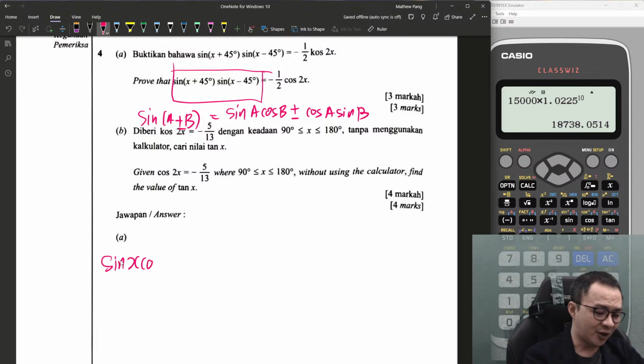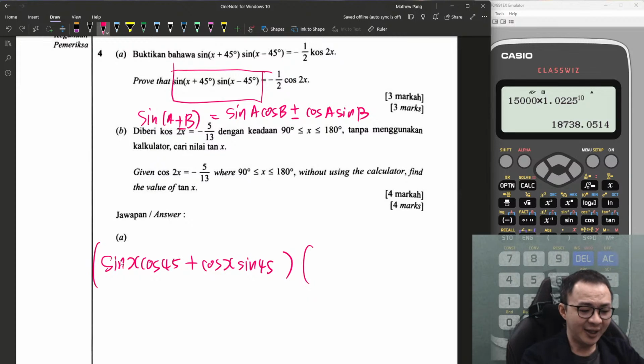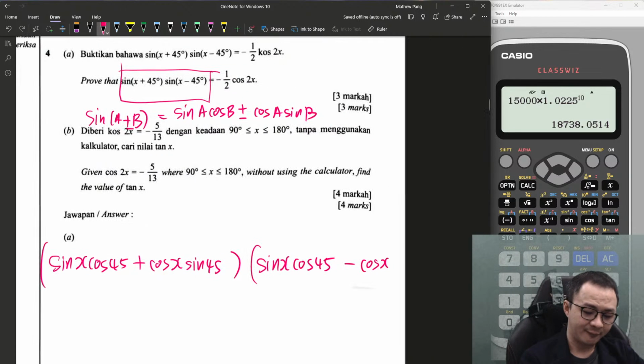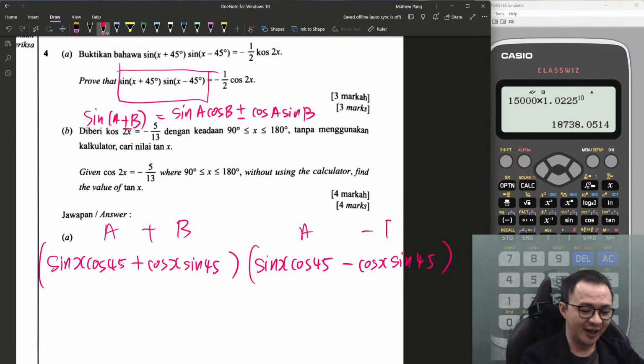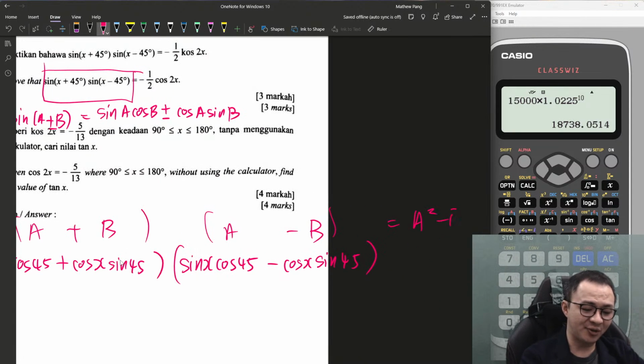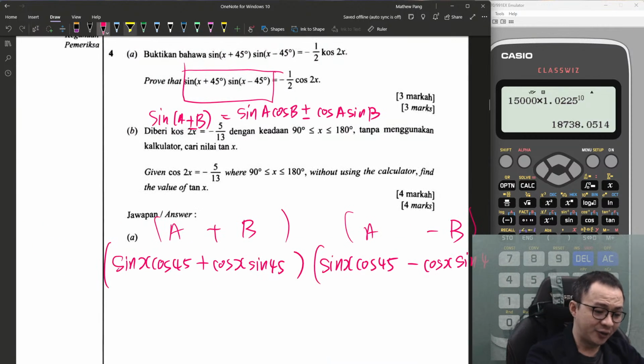So sine X cos 45 plus cos X sine 45, multiply. Okay, I apply the second one: sine X cos 45 minus cos X sine 45. Then you should be able to see something like A plus B multiply A minus B, right? You learn this at Form 3, you will get A squared minus B squared, right? Then I will just do it.